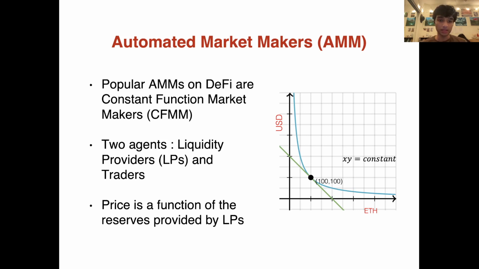And the price that the trades are satisfied at is a function of the reserves as provided by the LPs. In particular, the price is basically the slope of the bonding curve that the constant function market maker operates on. At any point of time, the market maker is at an operating point on the curve, and at the operating point, the slope of the tangent tells you the price that an infinitesimal trade would execute at.